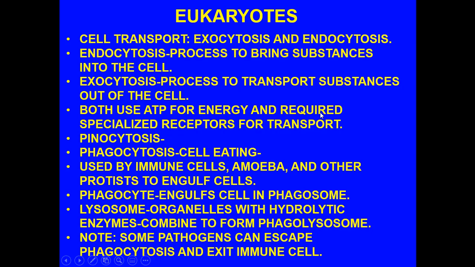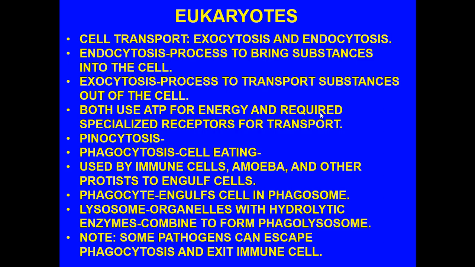Now, from there, we're going to move into cell transport. This is where we talk about briefly exocytosis, endocytosis. Endocytosis is the process to bring substances into the cell. Exocytosis is the process to transport substances out of the cell. Both use ATP for energy and require specialized receptors for transport.